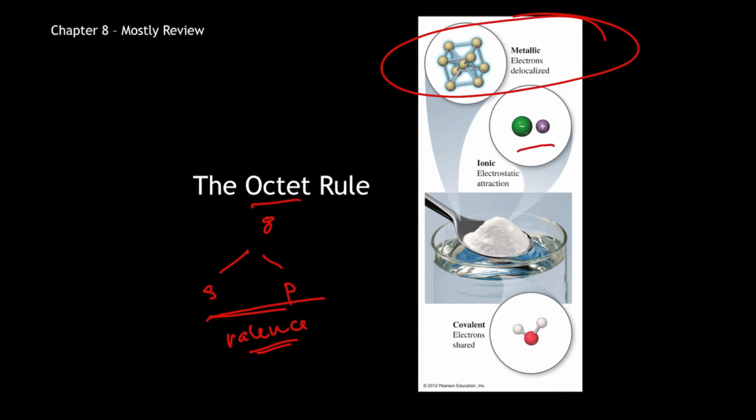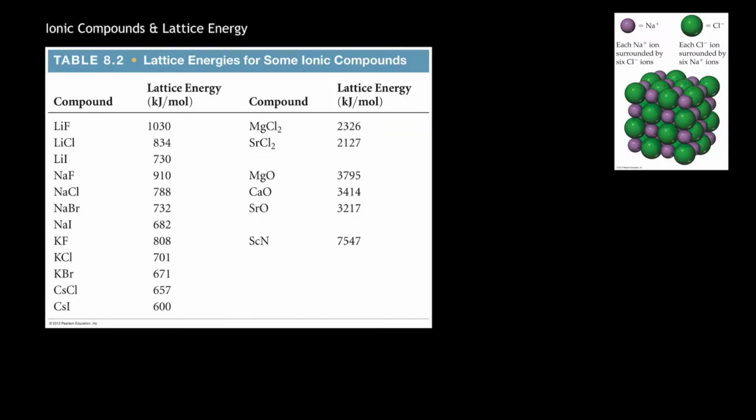We talked about ionic bonding back in Chapter 4, and here we just add some more detail to that. We talked about covalent bonding last year a lot, and again, all we're doing is adding some more detail to that. All right, so ionic compounds and lattice energy.